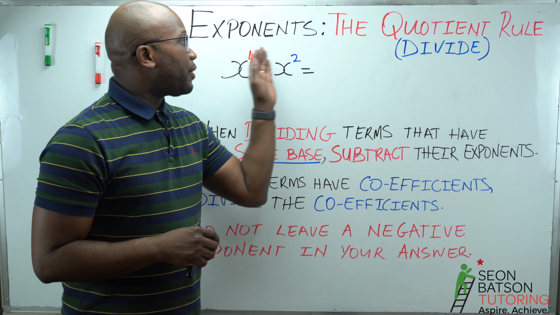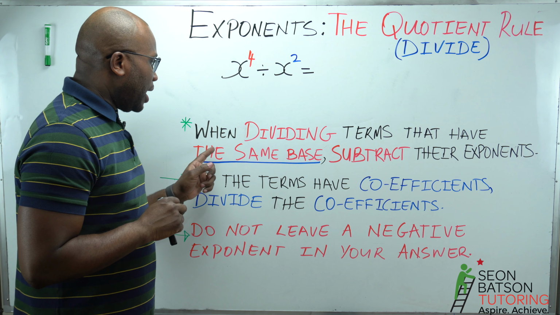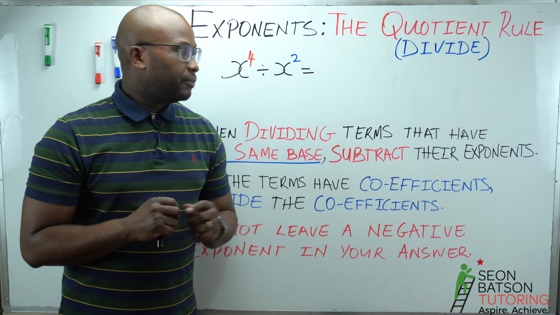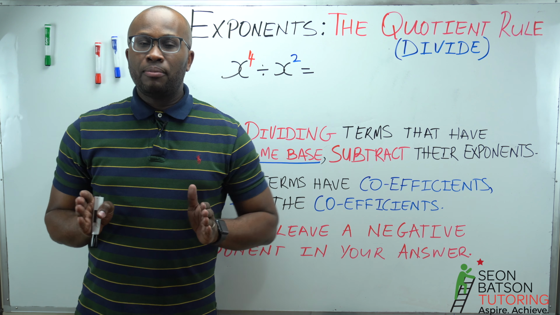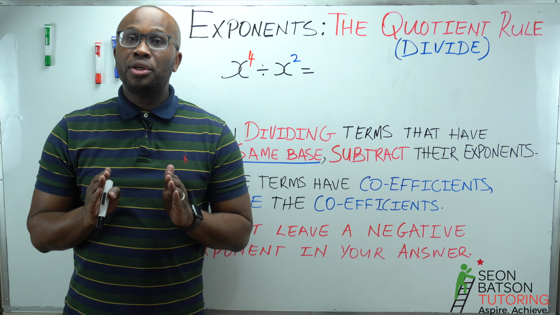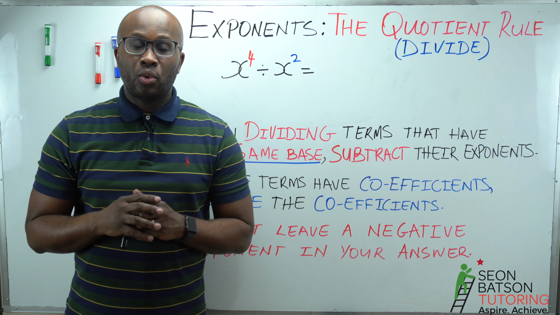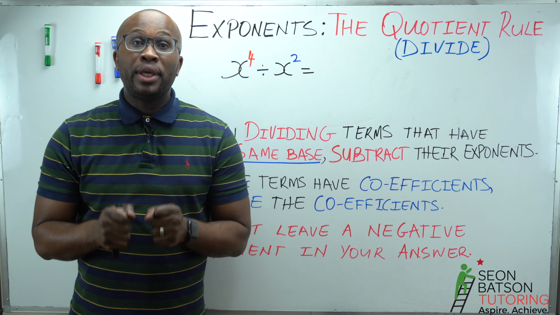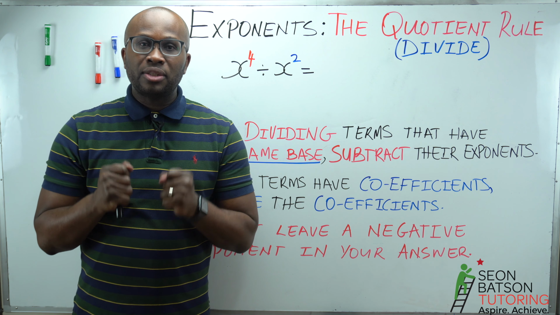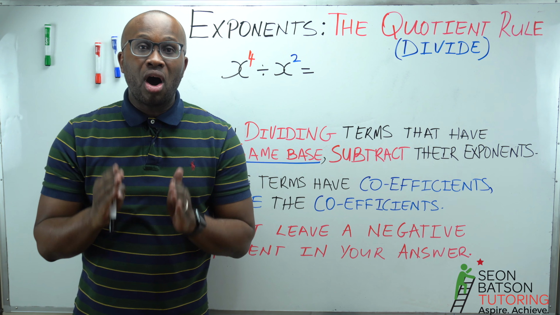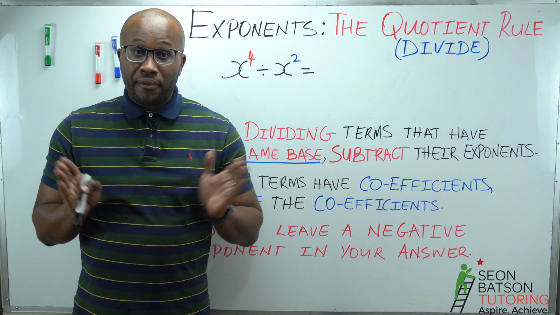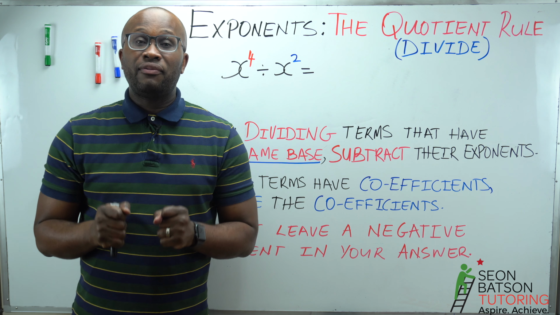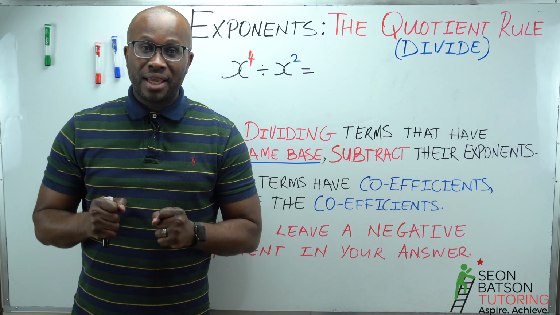The quotient rule for exponents states that when dividing terms that have the same base, we can subtract their exponents. Very simple rule. Very important: we can only subtract the exponents if the bases are the same.